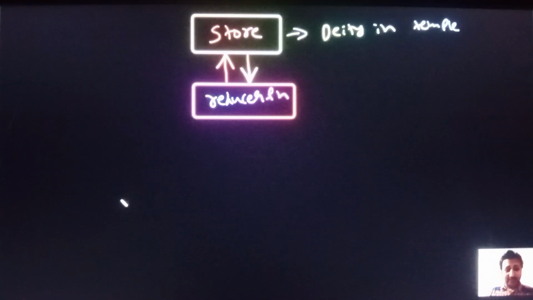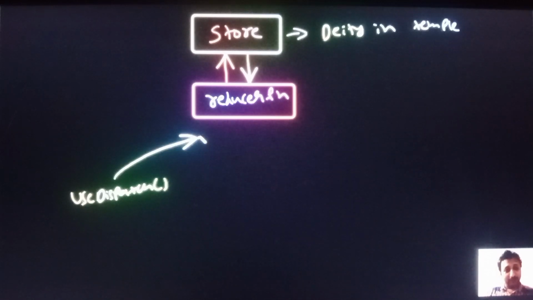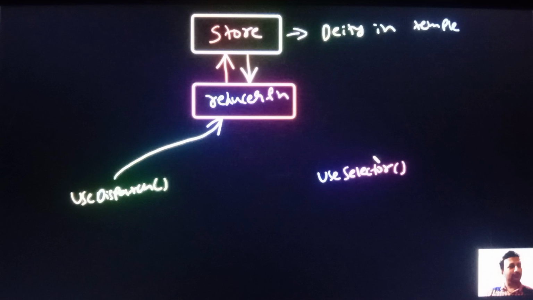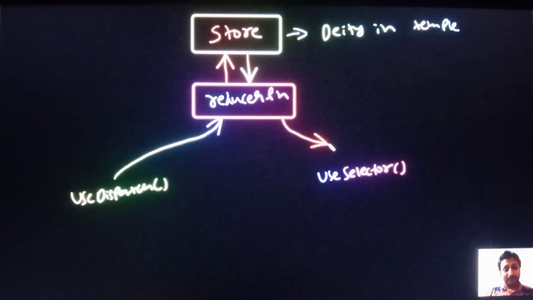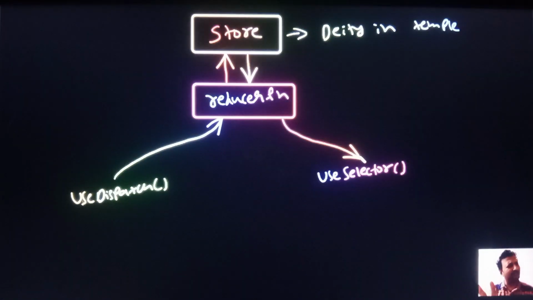And this useDispatch is for sending to store, right? Use dispatch is for sending to store only, but with the help of reducer. Use selector is getting something from store, but not directly, with the help of reducer. I am calling it a store, but it is a JavaScript object. I am calling it a reducer function. It is a JavaScript function.